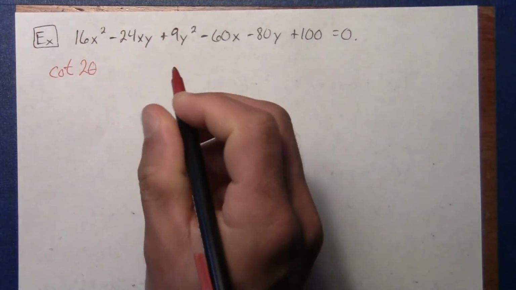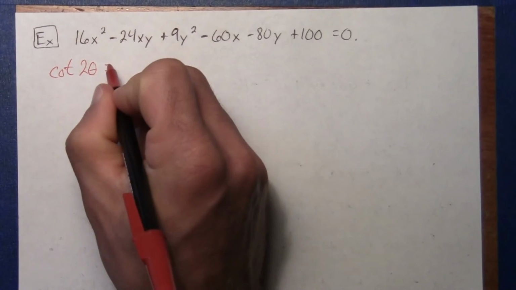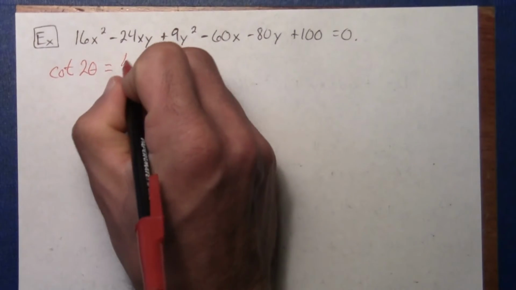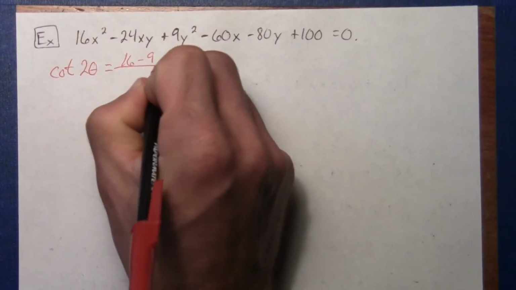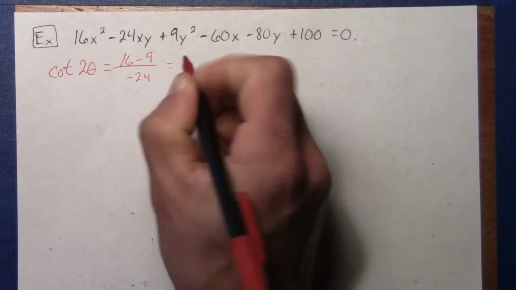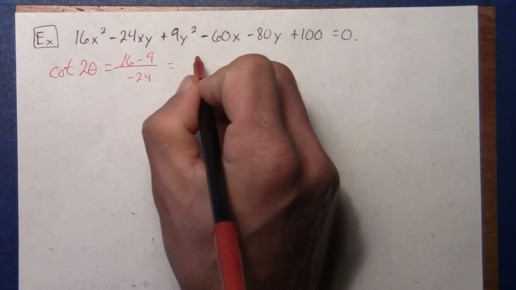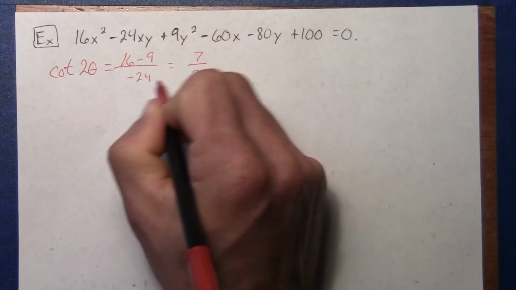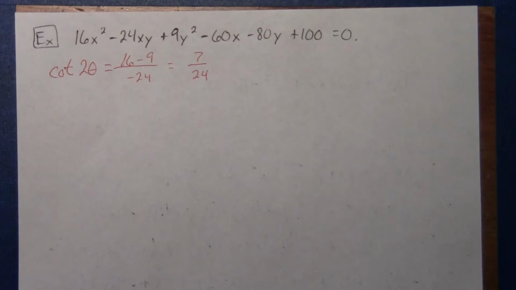And if you have your notes sitting next to you, you can see that we did one like this. So I'm going to have the cotangent of 2 theta is equal to 16 minus 9 over negative 24. Or if I simplify that out, that's going to give me 7 over 24. And yes, it's negative.